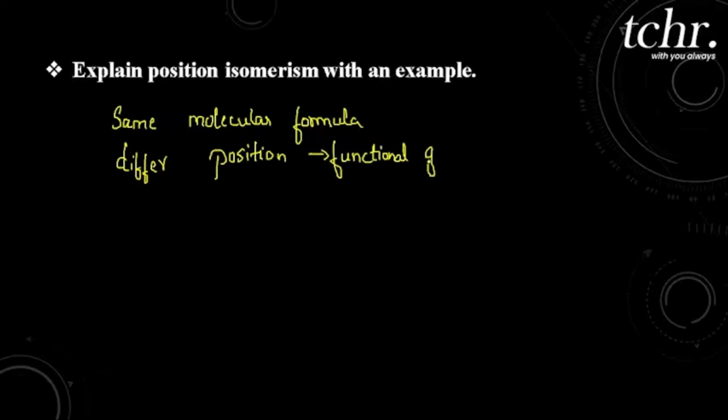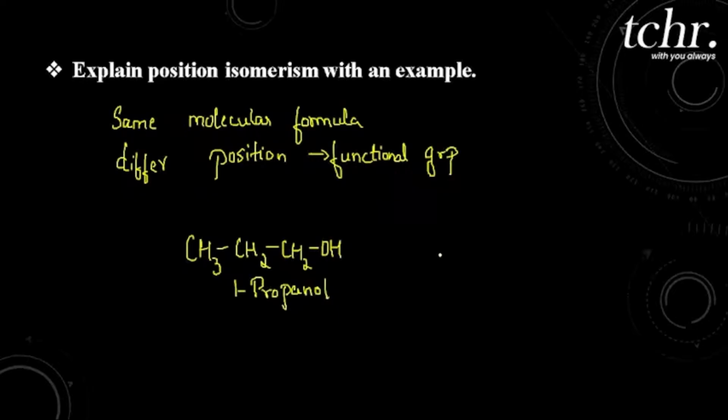Is that clear? You have to give a proper explanation. And what example can you give? A lot of examples you can give for position isomerism. For example, if you write a simple compound CH3, CH2, CH2OH, you know it is propanol, and specifically I can mention it as 1-propanol. Whereas if I write the compound as CH3, CHOH, CH3. Students, observe these two examples that I have written.